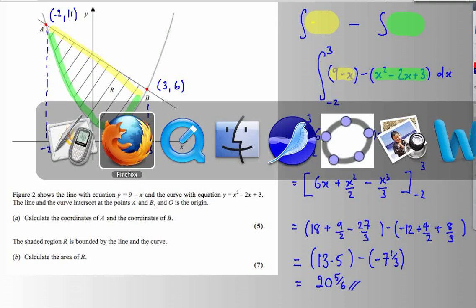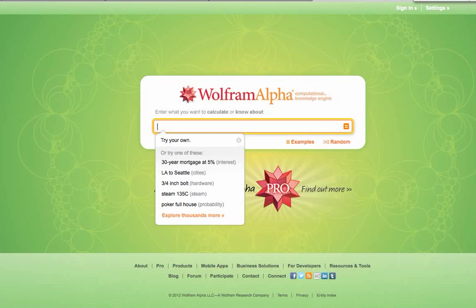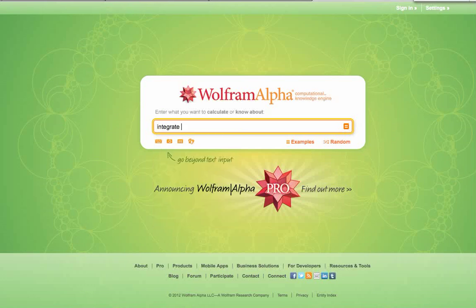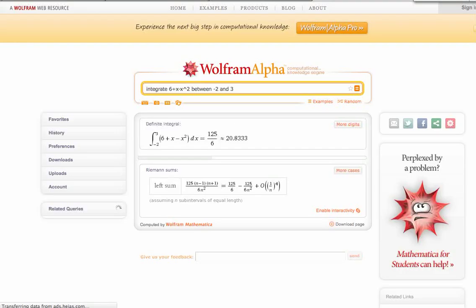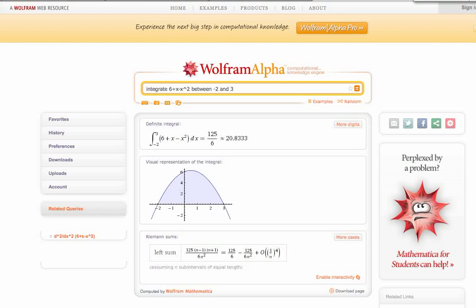I'm just going to do a quick check of this, a rather neat way to check, and we will have a look at Wolfram Alpha and let's see what it says. So integrate. Already got that wrong, I think. No, it was 6 plus x minus x squared, between minus 2 and 3, and there we go. We have the answer 20.833 given, and that's 20 and 5/6. That seems to be good.